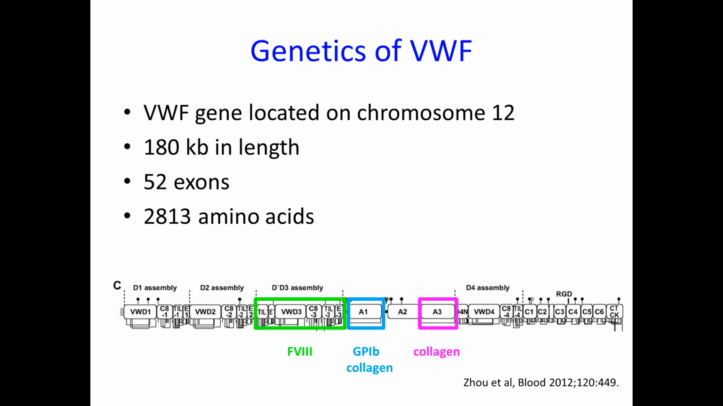There are key areas of the VWF protein that are diagrammed here. So the area highlighted in green is the region that is responsible for binding to factor VIII. The A1 domain, which is the region highlighted in blue, is responsible for binding GP1B. It also binds several types of collagen, specifically types 4 and 6. The area highlighted in the pink or purple color is the A3 domain, and that is where collagen types 1 and 3 bind, and this is the area that most of our collagen testing that is commercially available will cover.